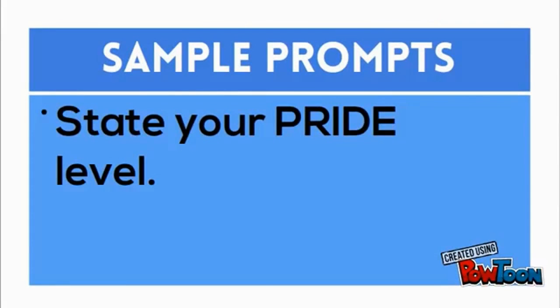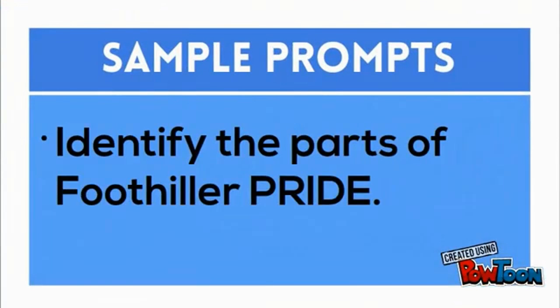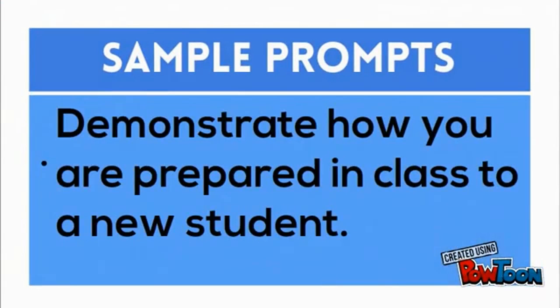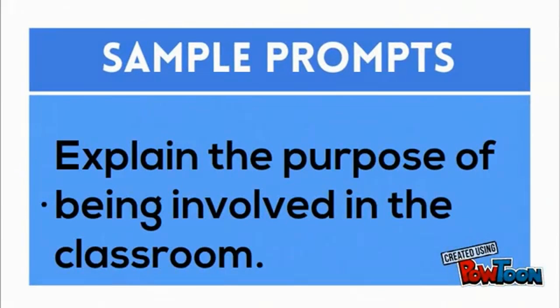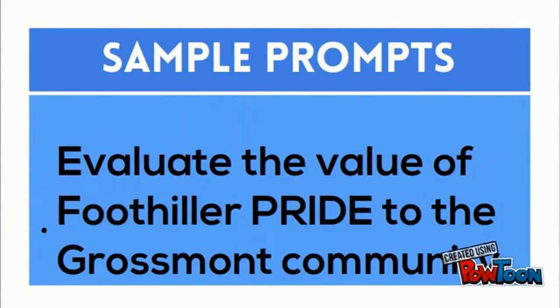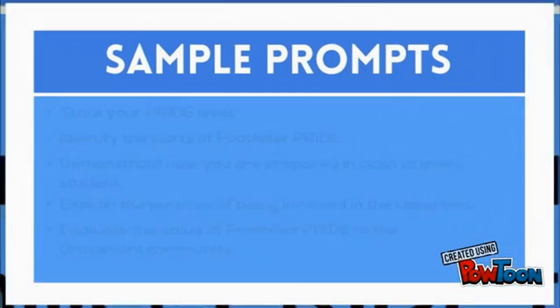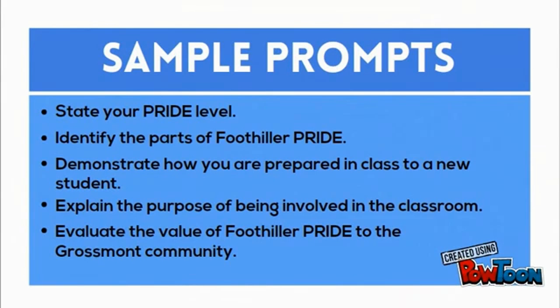Number 1, state your pride level. Number 2, identify the parts of Foothiller Pride. Number 3, demonstrate how you are prepared in class to a new student. Number 4, explain the purpose of being involved in the classroom. And number 5, evaluate the value of Foothiller Pride to the Grossmont community. We'll use these 5 prompts as examples throughout our discussion about addressing the prompt.